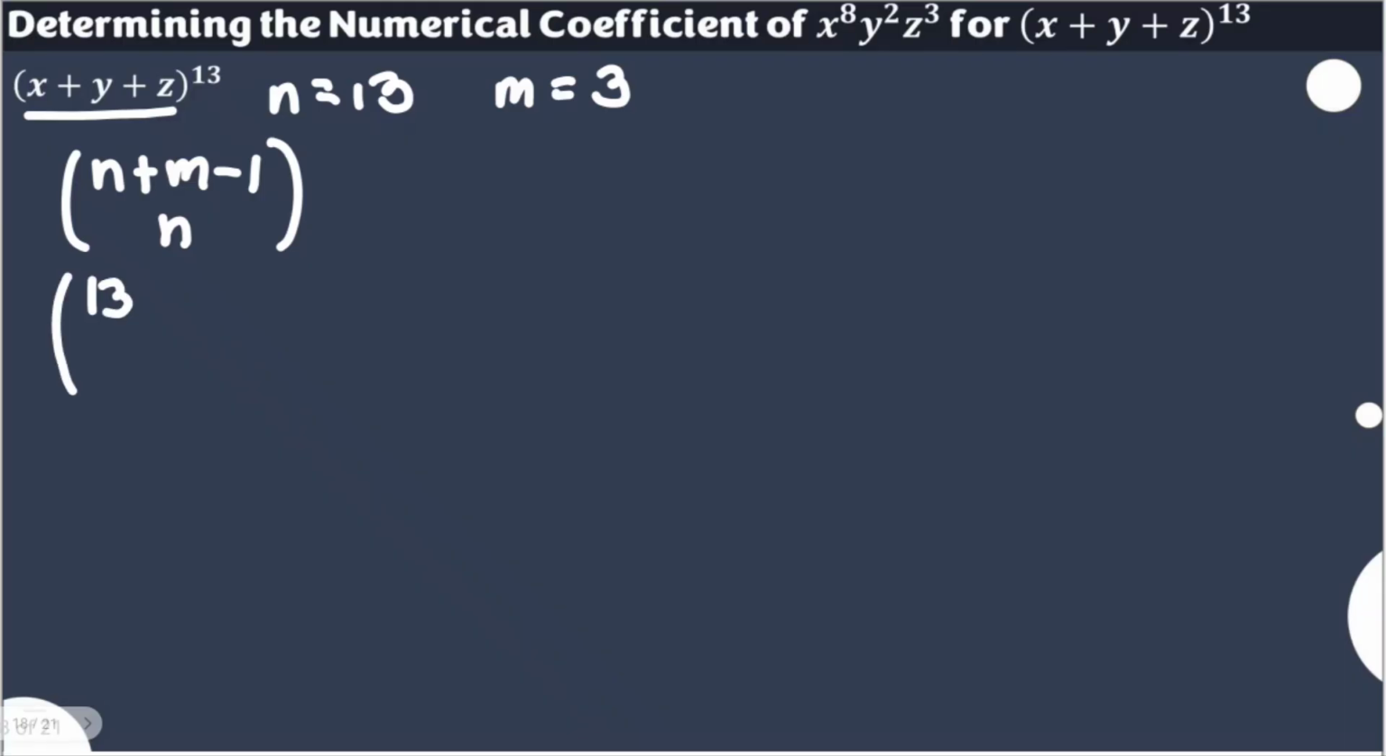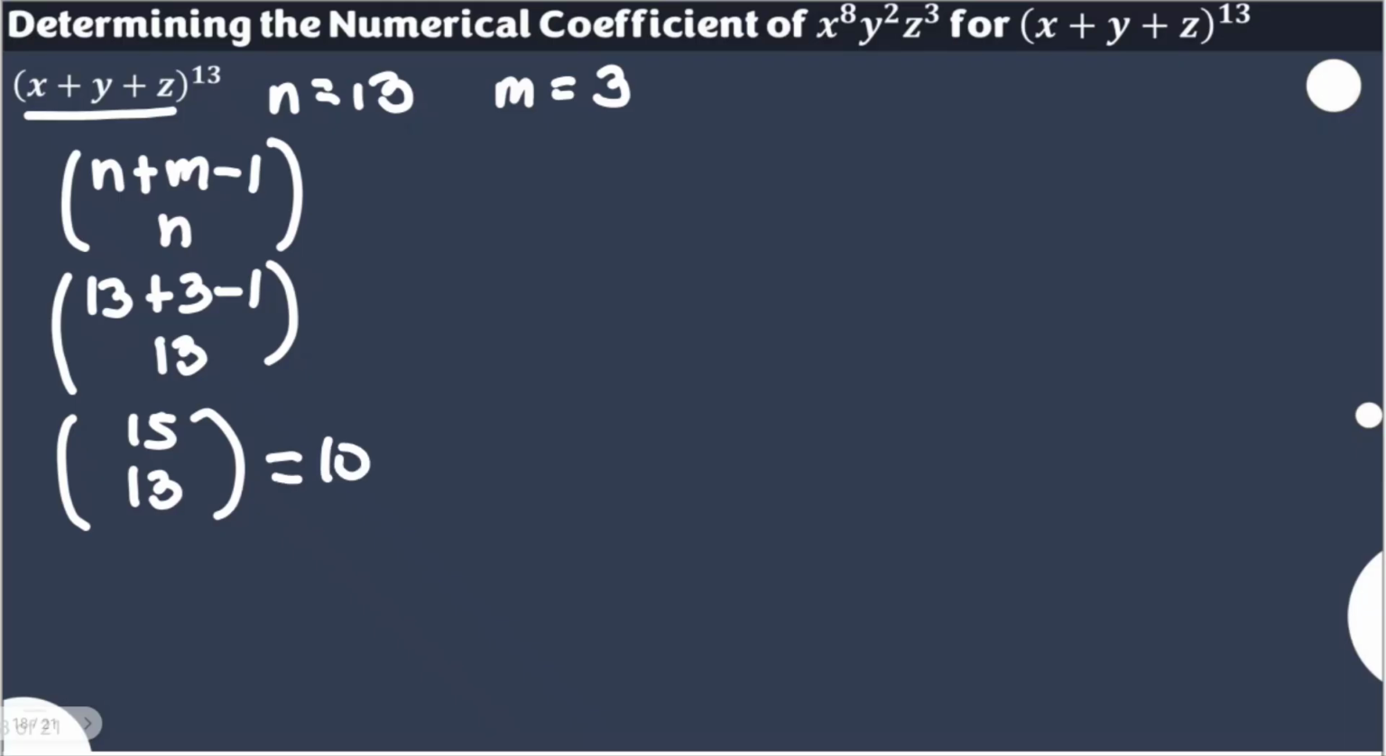You will have here 13 plus 3 minus 1 taken 13, which is actually equal to 16 minus 1, that's 15, taken 13 number of elements. If you are going to use your calculators, you may use them to verify the number of terms. We are expecting 105 terms, so it would really take us a lot of time. That is why, for this video and the remaining videos after this, we're just going to solve for the numerical coefficient of a term in the expansion.